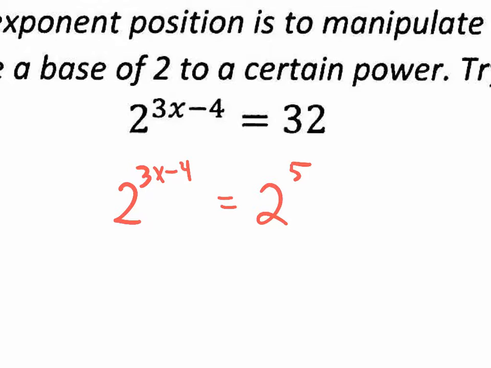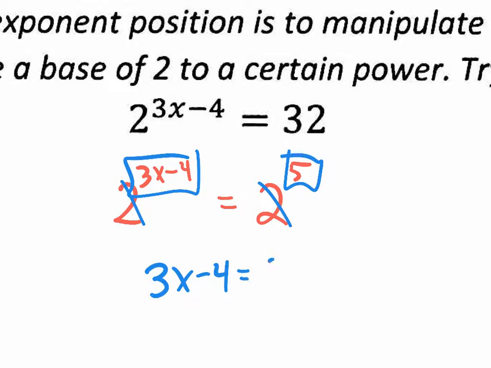And now that you have those 2's right there as the same base, you could just scratch them out because we know that this guy has to equal this guy. So what does that mean? We're going to have a new simple equation, 3x minus 4 equals 5. Okay? And let's solve it.